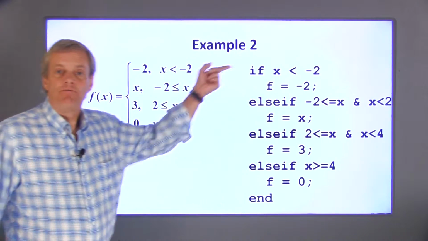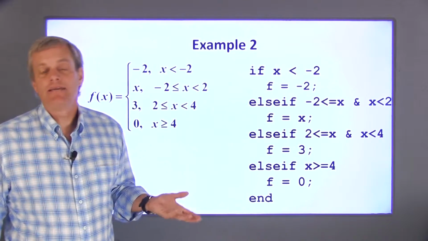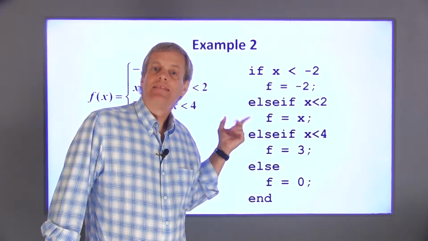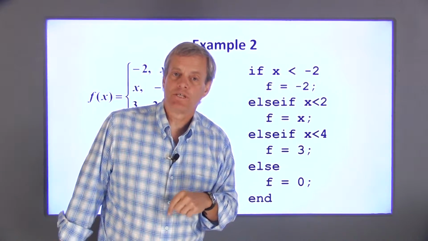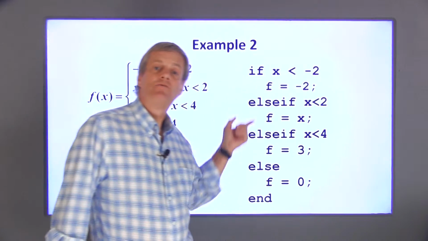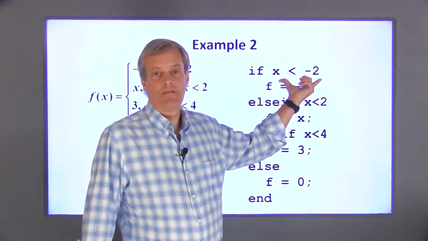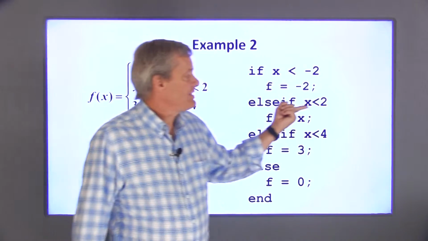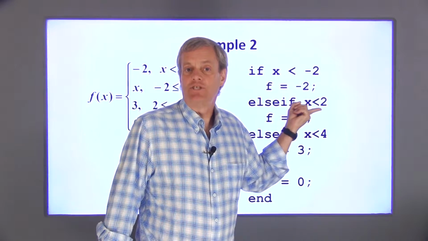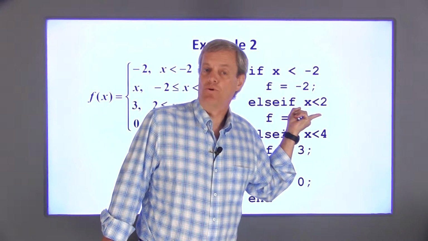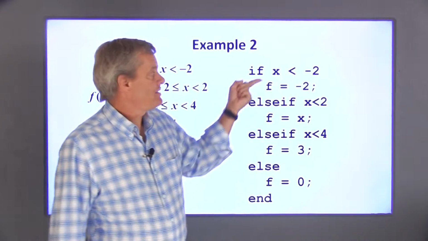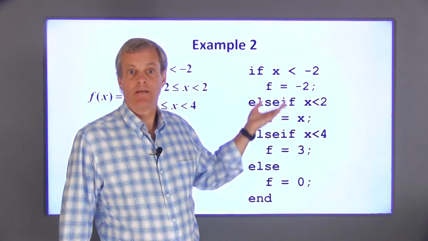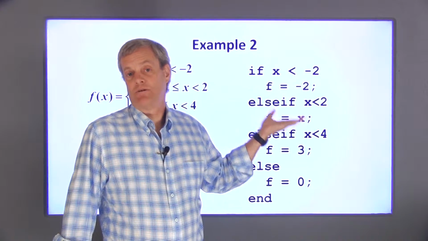However, I can simplify the implementation here by taking advantage of the way if structures work. If I keep in mind that we exit the structure after the first time some condition is met, I can do this. My first condition is the same as before. I check to see if x is less than -2. However, I can simplify the second criteria just to check whether x is less than 2. I don't need to check whether x is greater than -2 since the code can't reach this statement unless x is greater than or equal to -2.